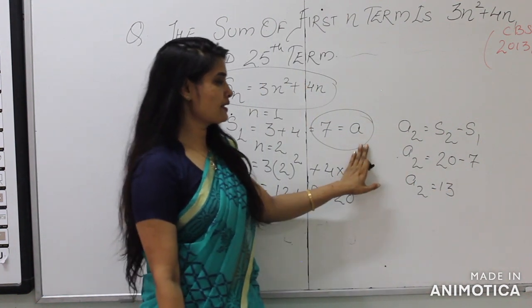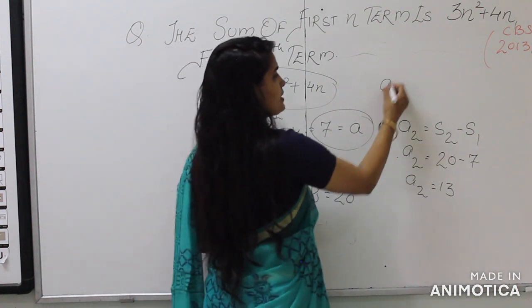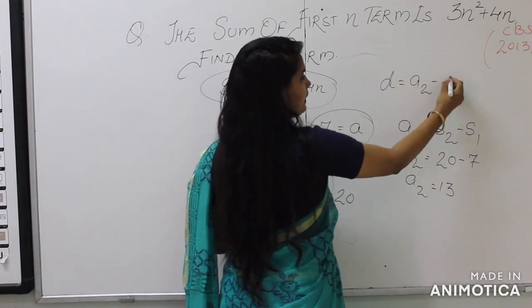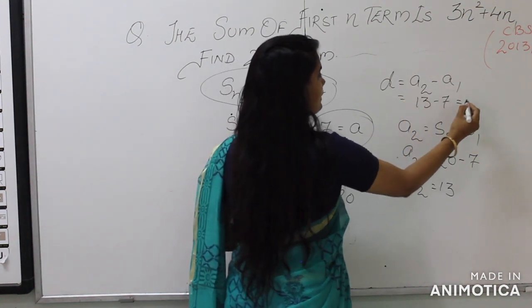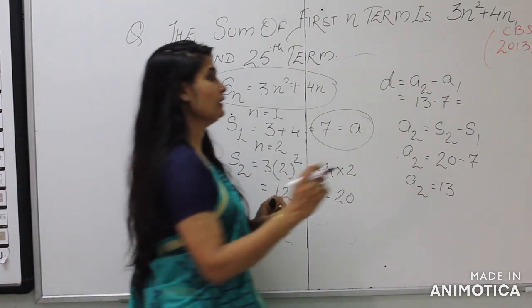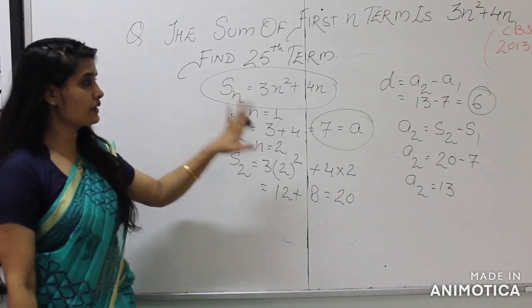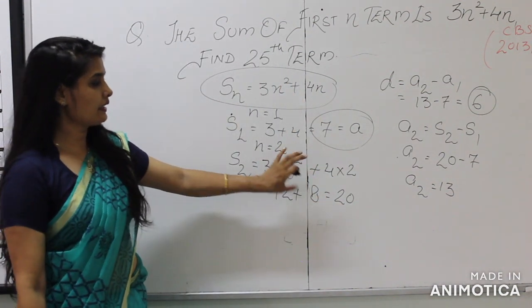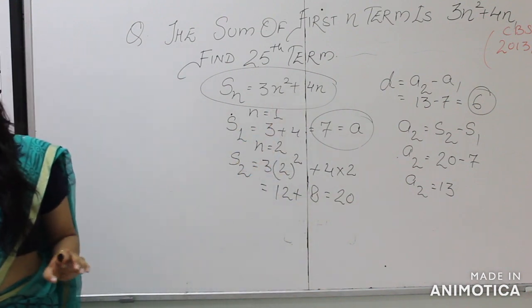Now with the help of first term and second term I can easily find my common difference, because what is common difference? Common difference is A2 minus A1. So 13 minus 7. 13 minus 7 is what? 6. 6 होता है 13 minus 7. 6 will be my common difference. Now each and everything is here. First term is here, then n is here, common difference is here, so we can easily find 25th term.